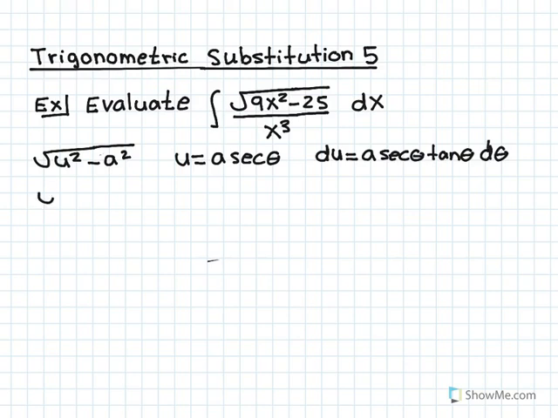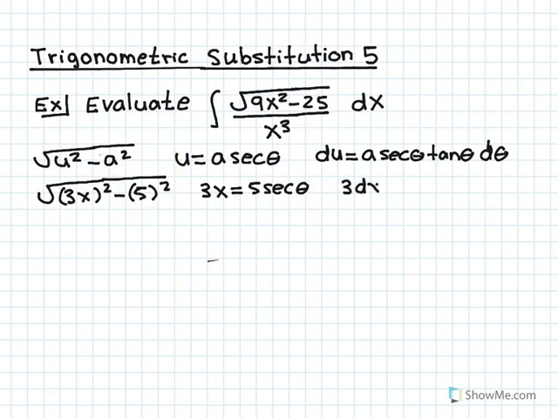So the numerator of the integrand is the root of (3x) squared minus 5 squared. The trig substitution we will apply is 3x is equal to 5 sec theta. Differentiate both sides, we'll get 3 dx is equal to, the derivative of secant is sec theta tan theta, so we get 5 times sec theta tan theta d theta. Divide both sides by 3, and the 3 cancels out, and we get dx.